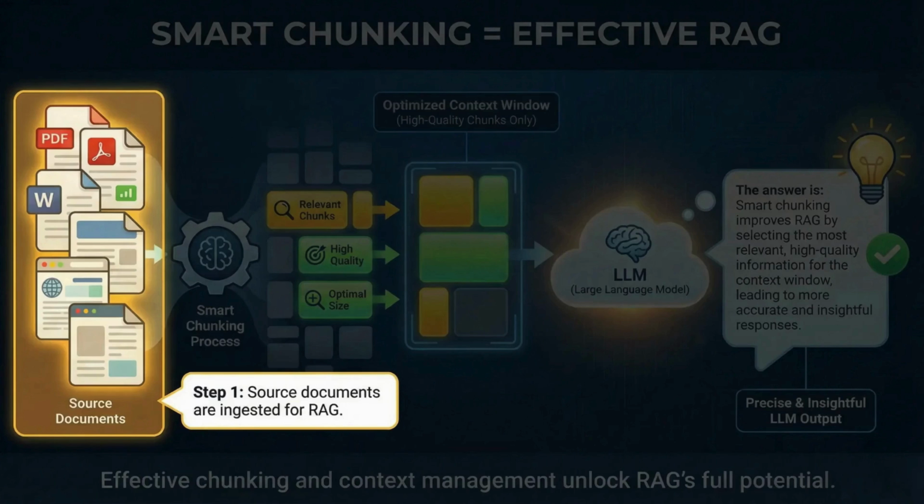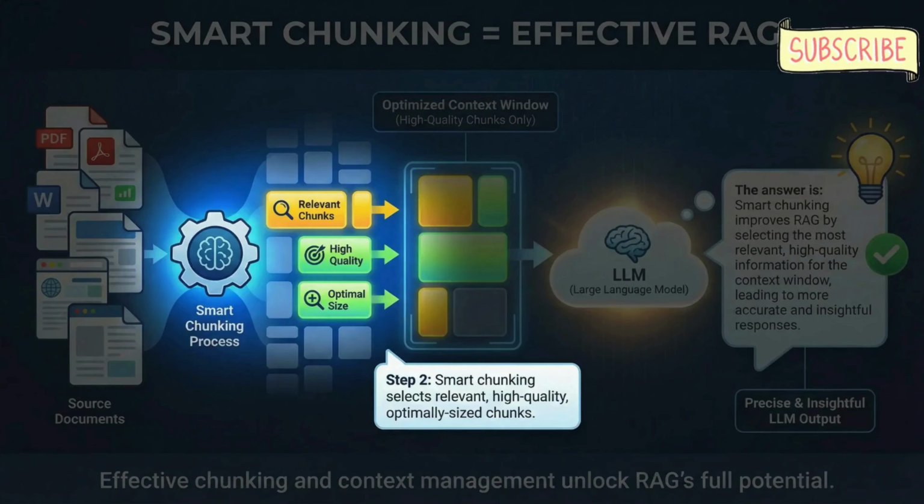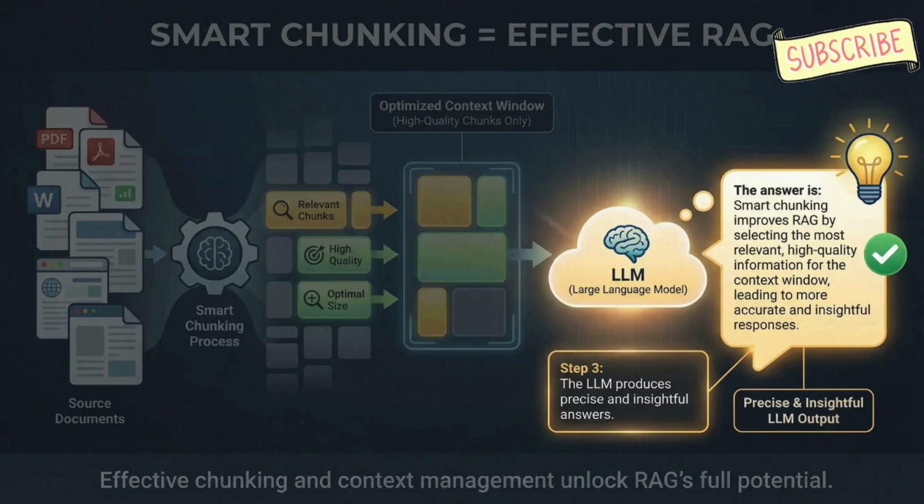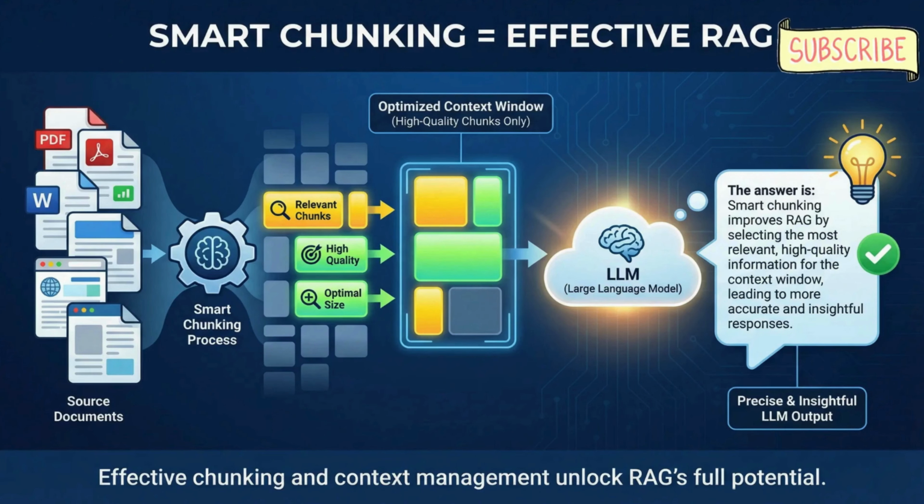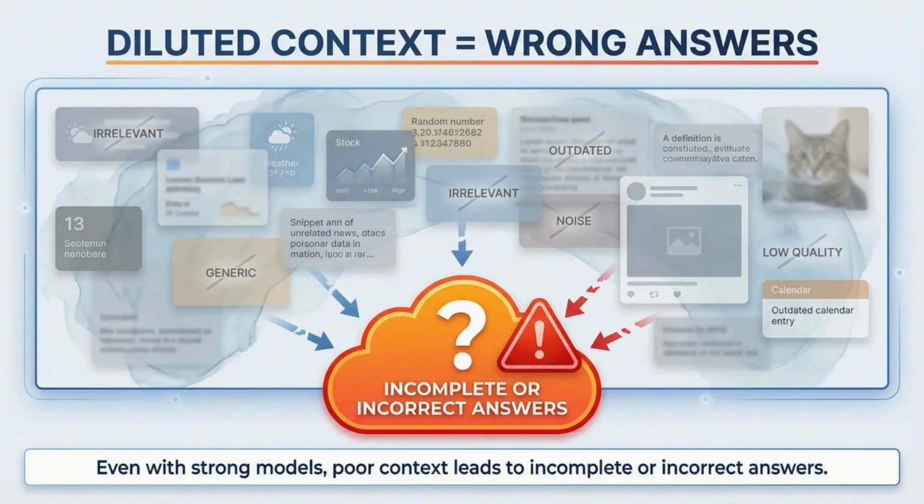The effectiveness of a RAG system depends largely on the quality of the context it receives at runtime, which in practice is driven by how data is chunked and how the context window is managed. You can have a powerful embedding model, a fast vector database, a large context LLM, but if chunking is wrong, retrieval becomes noisy, the context gets diluted, and the models still produce incorrect or incomplete answers.